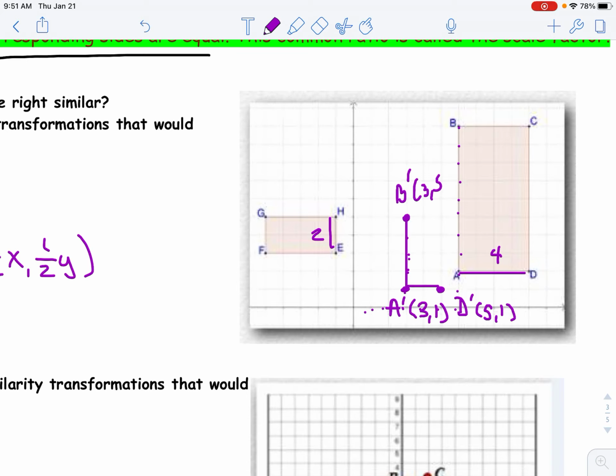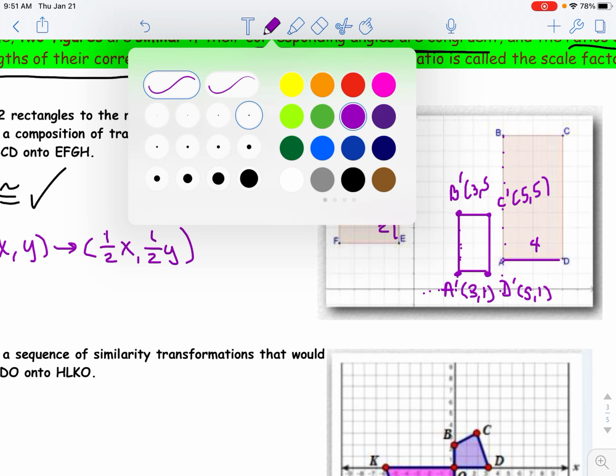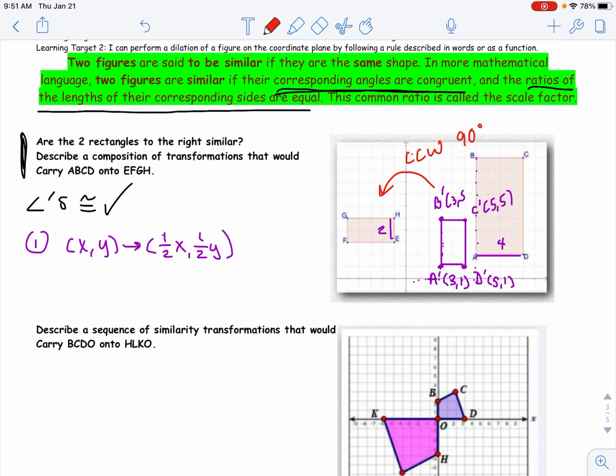Getting super close to being done with this. And then C prime's right there at 5, 5. All right. Now, notice how the rectangles aren't oriented the same way, so I'm going to have to rotate. This is a counterclockwise rotation, and I'm only moving one quadrant, so it's 90 degrees.